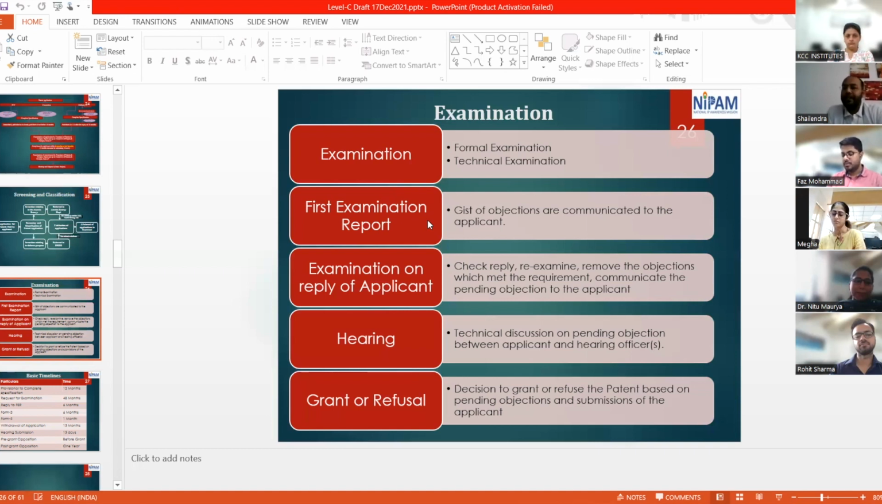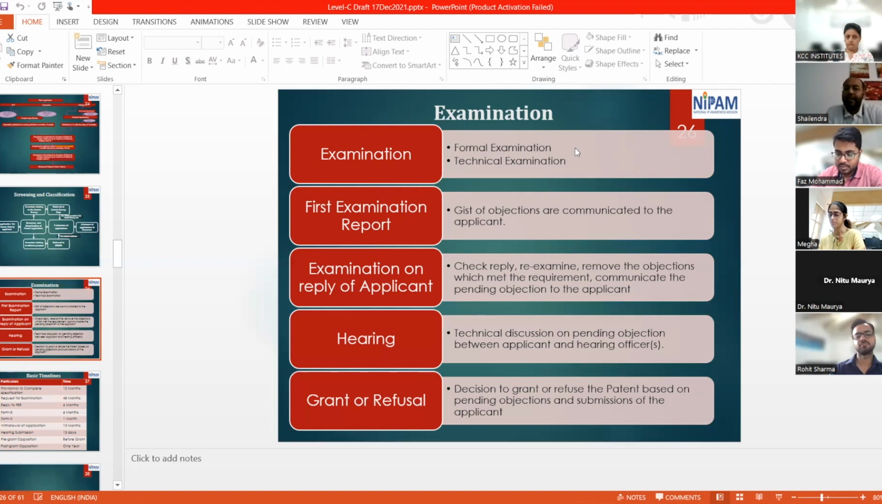Now, after examination, we send you a written report, the first examination report. This report has all the objections, all the information, all the things which are there in the FER. Now after that, you need to give the reply to this FER in 6 months. Within these 6 months, if you do not file, your application may get abandoned, or maybe you need to file other forms for clarifications, or maybe you need to pay a penalty for the late filing.